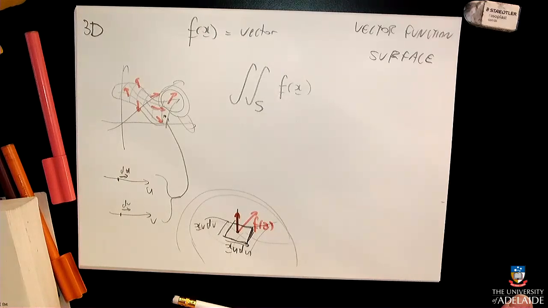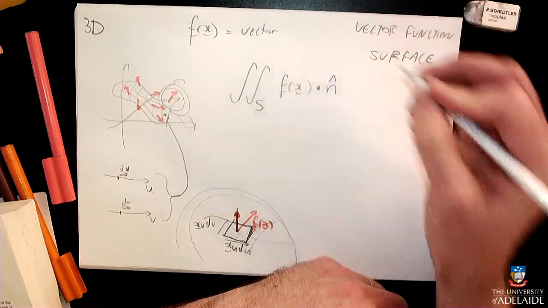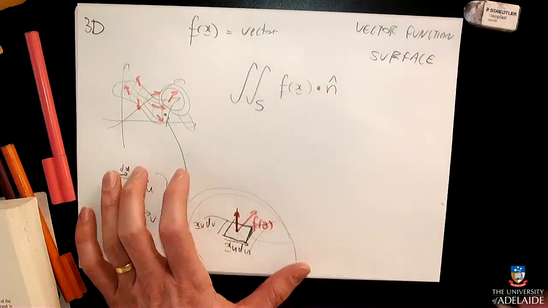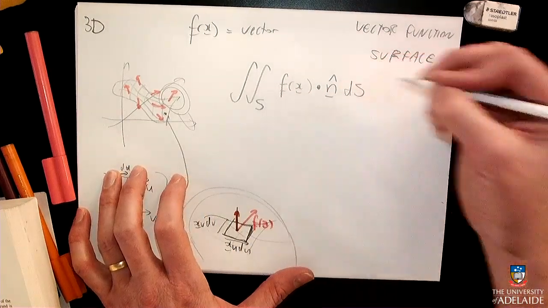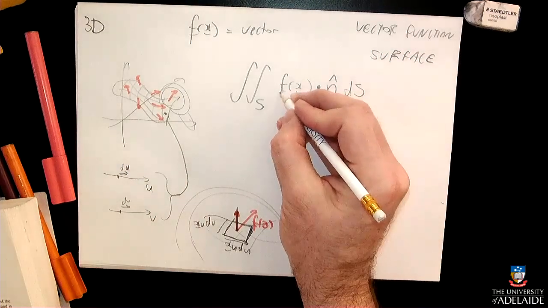This is where I'm not sure how your lecturer does it. Does your lecturer use an n thing at that spot? Yeah. So I'm going to have to dot it with a vector that's perpendicular to the surface so I can figure out how much is in the direction of the surface. Something like that. Yeah? Okay. Sorry?